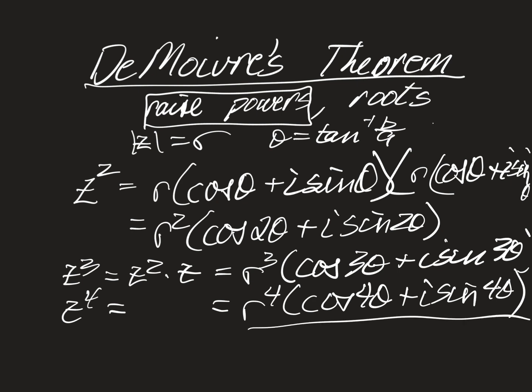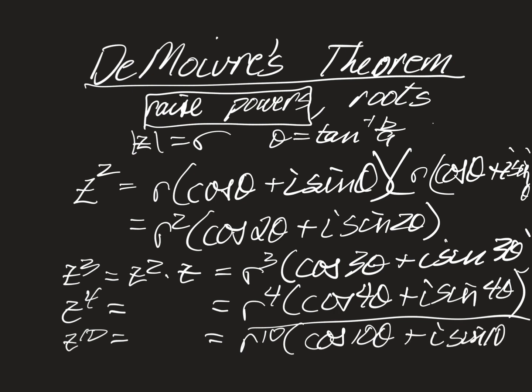You could probably at this point write that z to the 10th power, any complex number to the 10th power, is the modulus to the 10th power and the cosine of 10 times whatever the angle is. And if you guess that, then you would be correct and you would understand how this works for powers. So let's do this for a quick example.